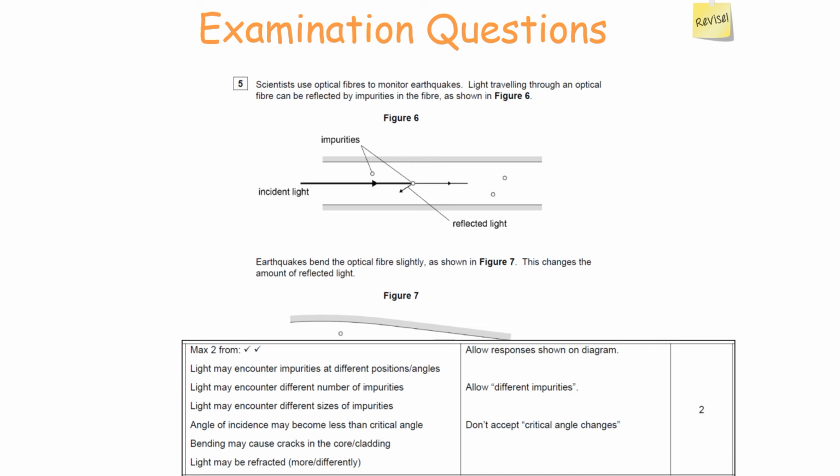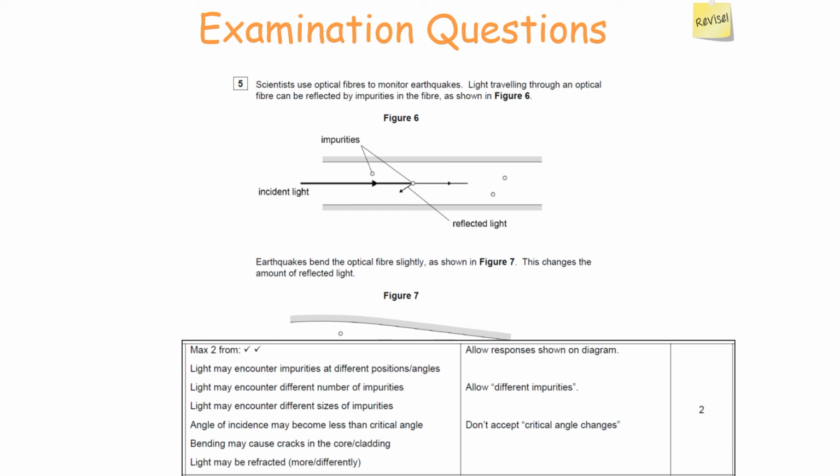Again, interestingly, we said before that for total internal reflection to take place, your angle of incidence needs to be greater than your critical angle. Now the critical angle itself can't change because that's a property of the material, but the angle of incidence which the light will go through the core could change because of the earthquake, and if it's less than the critical angle you won't get total internal reflection.